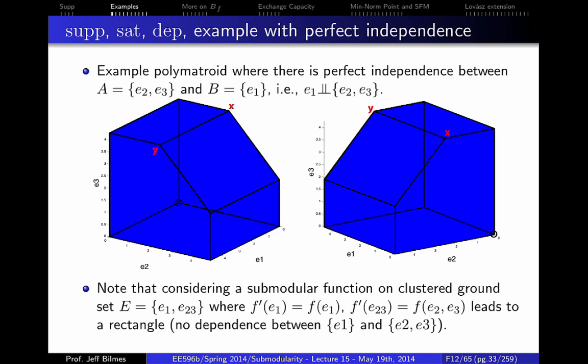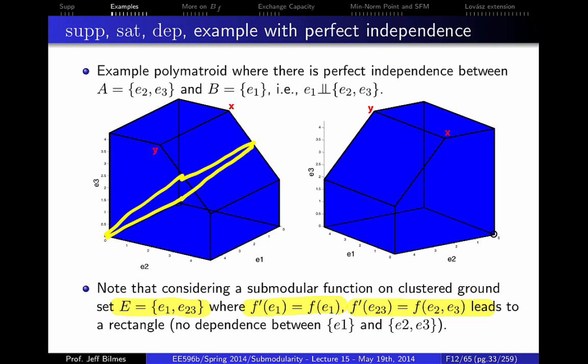Now, we can actually cluster the ground elements. So let's take, in some sense, a new ground set, which is E1, and a new element, which is E2, 3. So we're sort of clustering these elements. So that basically means that E1 and E2, 3 are independent. And we can define a new submodular function, f prime, where f prime of E1 is equal to f of E1, and f prime of E23 is equal to f of E2, E3. And what that essentially does is it sort of slices the polytope this way.